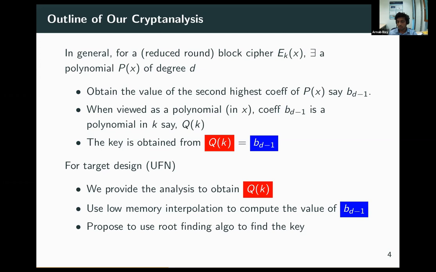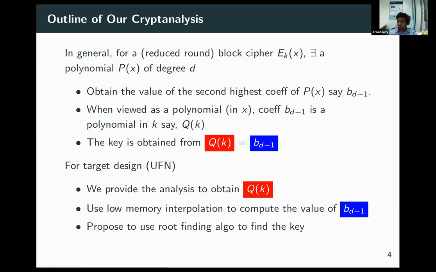And then the low memory interpolation analysis to find the second highest coefficient was a straightforward thing to do. Then to solve this equation, we actually proposed a root finding method instead of GCD, which was mainly used in the previous work. And I'll tell briefly why that is more useful.